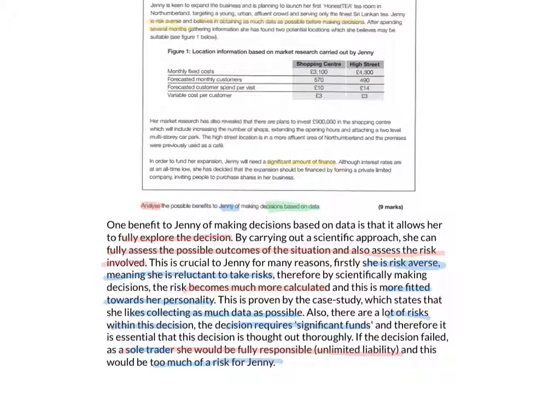Now, I'm going to highlight some really analytical language to suggest that an argument has been formed. Just by using terms like "this is crucial to Jenny", it's starting to place weight onto the argument. And by saying "this is essential in the decision", it's thought out thoroughly again. It's all about that argument that is being created and how significant these points might be to the answer.